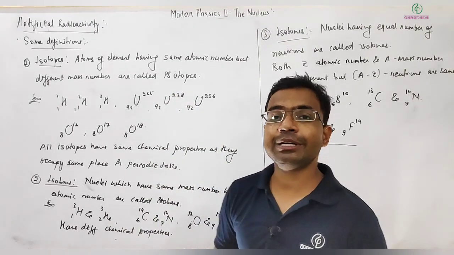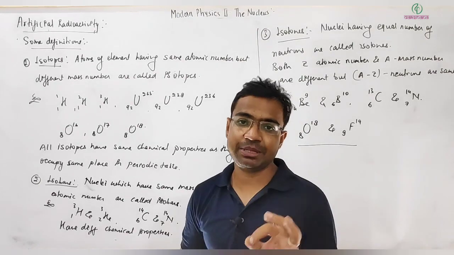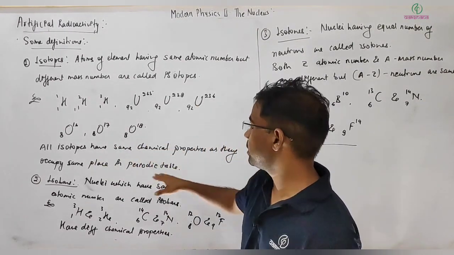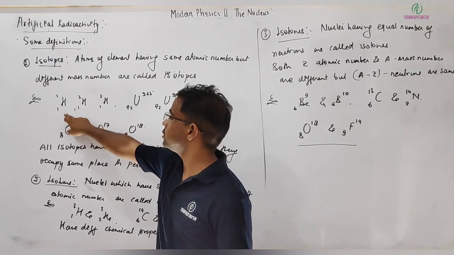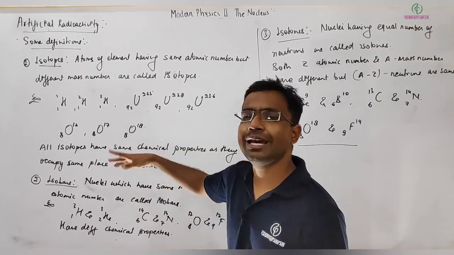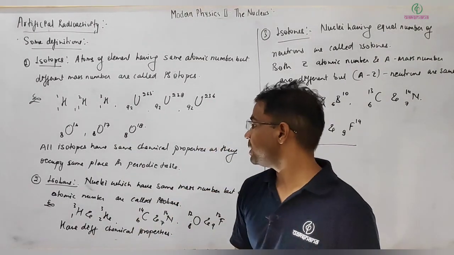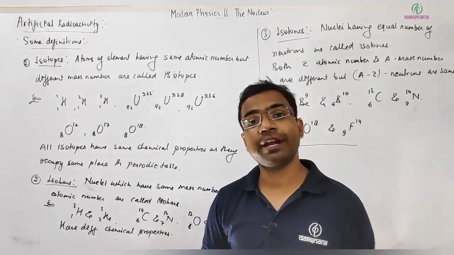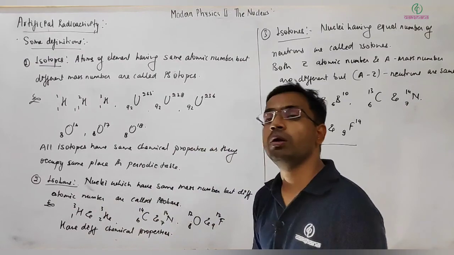So here the atomic number is the same, that means in the periodic table they occupy the same space, that means their chemical properties are the same. So all isotopes have the same chemical properties as they occupy the same space in the periodic table. Some examples are isotopes of hydrogen, isotopes of uranium, isotopes of oxygen. There are many isotopes, so these are a few cases. Next is isobar. Isobars means nuclei having the same mass number but different atomic number.